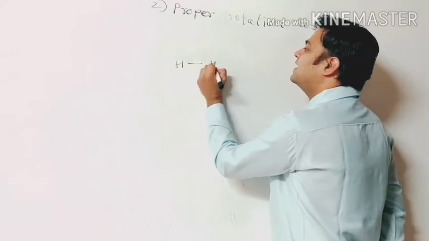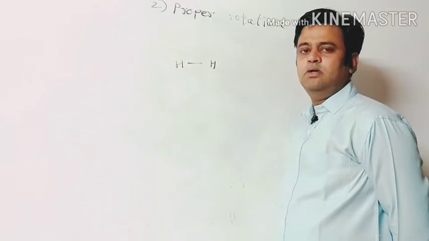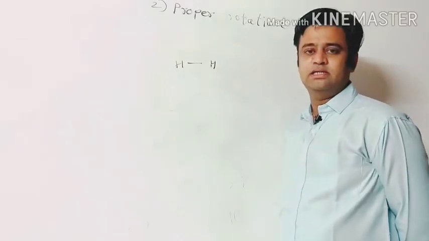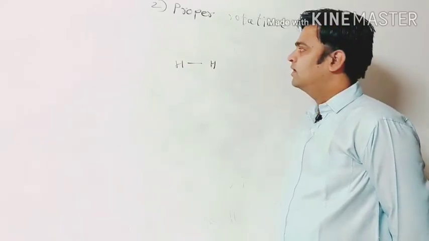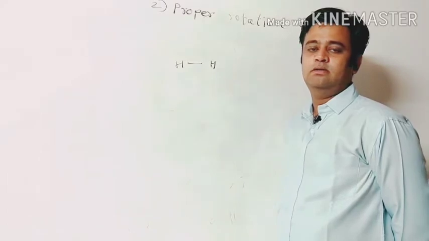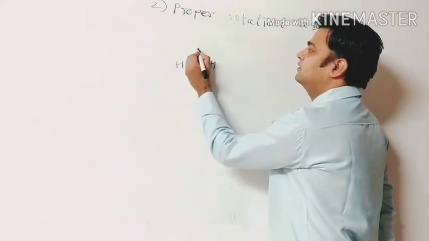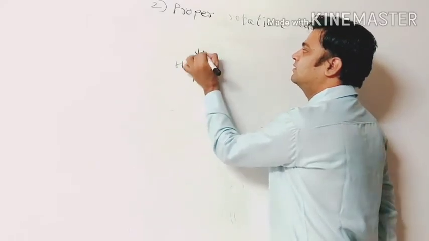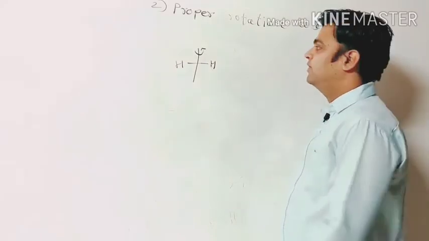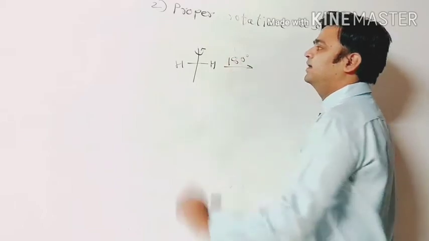Suppose this is H2 molecule. Now let's put some rotation axis somewhere inside the molecule and let me rotate it. Then let's put the rotation axis here. Okay, we are going to rotate through 180 degree.